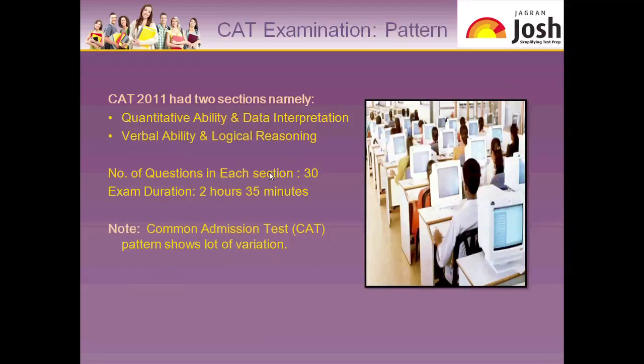We will start with going through the pattern of the previous year CAT examination. CAT 2011 had 2 sections. One was Quantitative Ability and Data Interpretation. The other was called Verbal Ability and Logical Reasoning. Each section had 30 questions and the exam duration was 2 hours 35 minutes. Students should note that the Common Admission Test shows a lot of variation in its examination pattern.